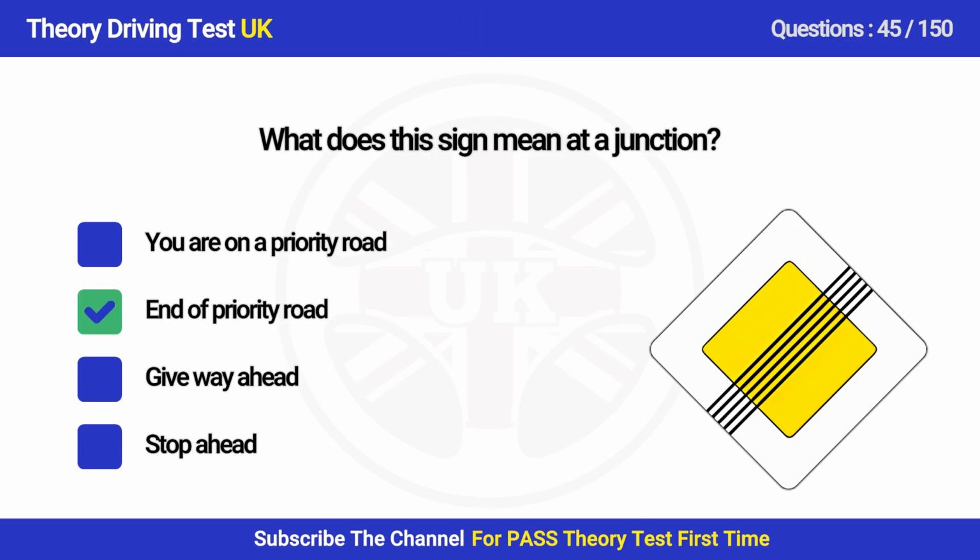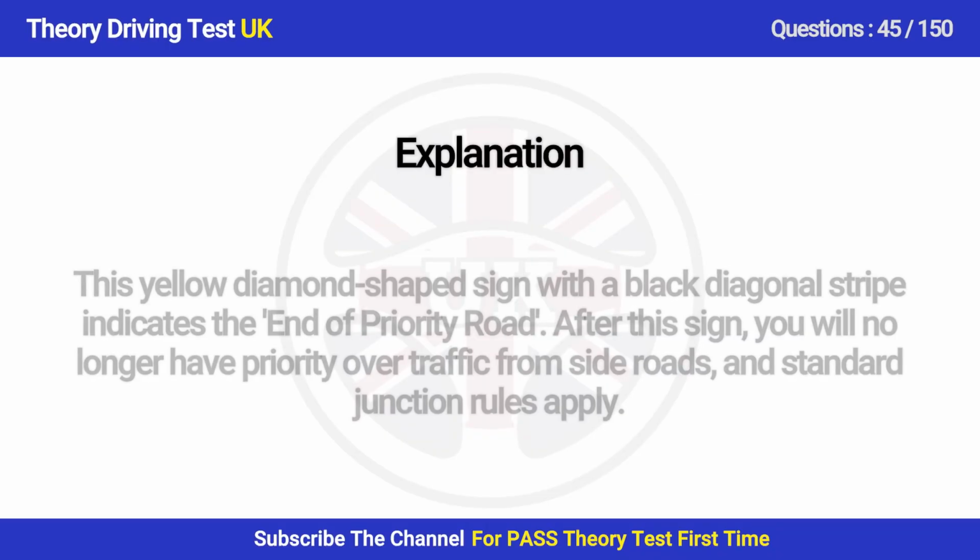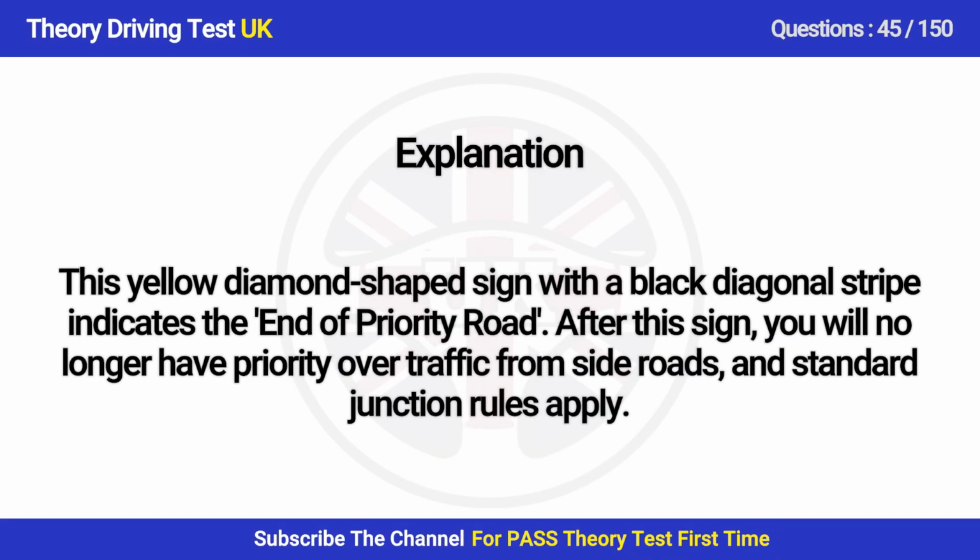Answer is B. End of priority road. This yellow sign with a black diagonal stripe indicates the end of priority road. After this sign, you will no longer have priority over traffic from side roads, and standard junction rules apply.